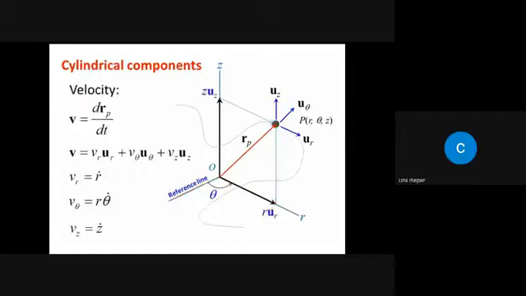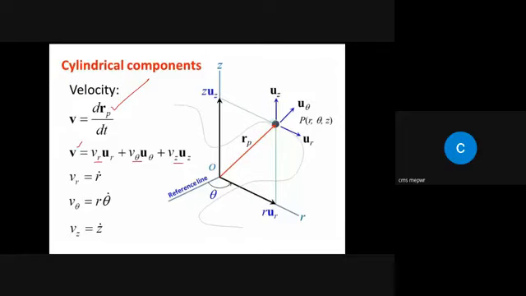The position vector or the change in position in the cylindrical system, let it be dr. So the instantaneous velocity will be given by this equation. If you want to write velocity in terms of its components, how many components will it have? Three. Which components? One along r, one along theta, and one along z. So this is along r, this is along theta, and this is along z.